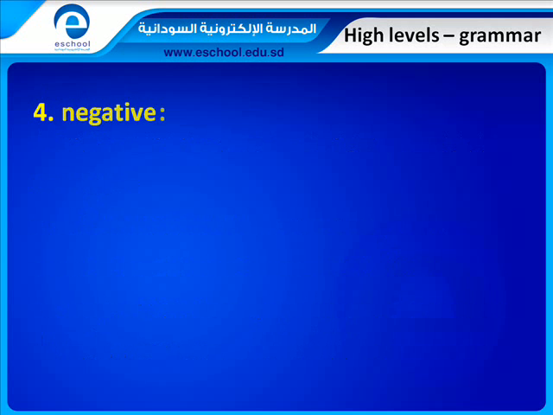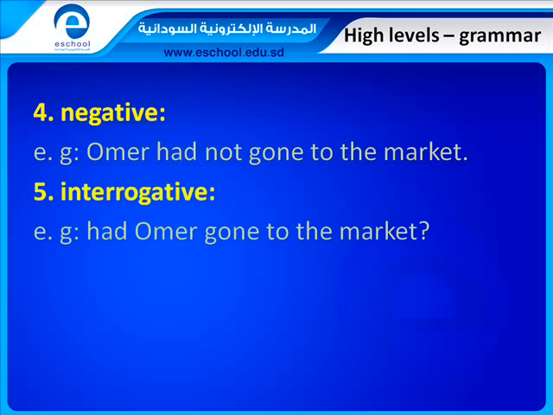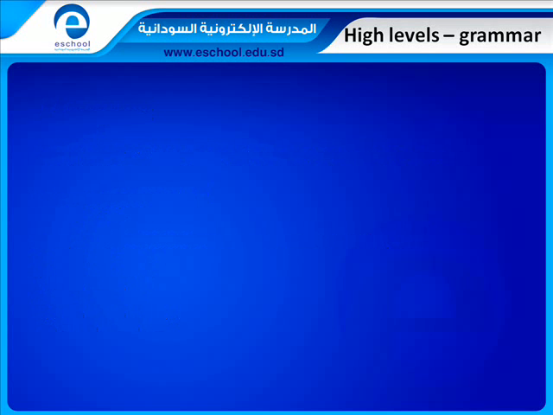The negative of past perfect, we use subject plus had not plus also past participle. Our example, Umar had not gone to the market. And in interrogative, if we want to make a yes/no question, we use had from the beginning of the sentence. Had Umar gone to the market? The answer is yes or no. Here, yes, he had. Or no, he hadn't.